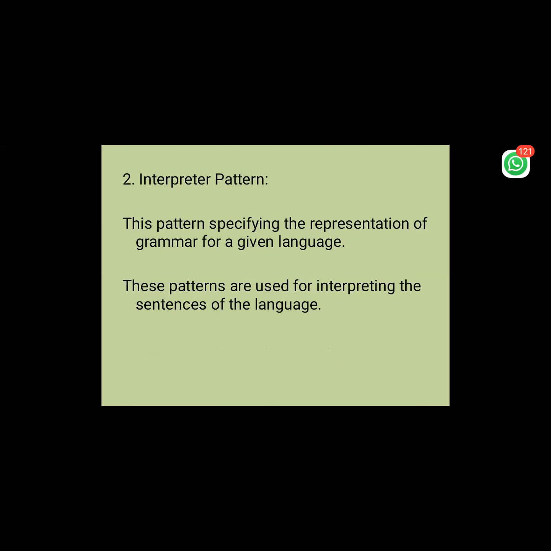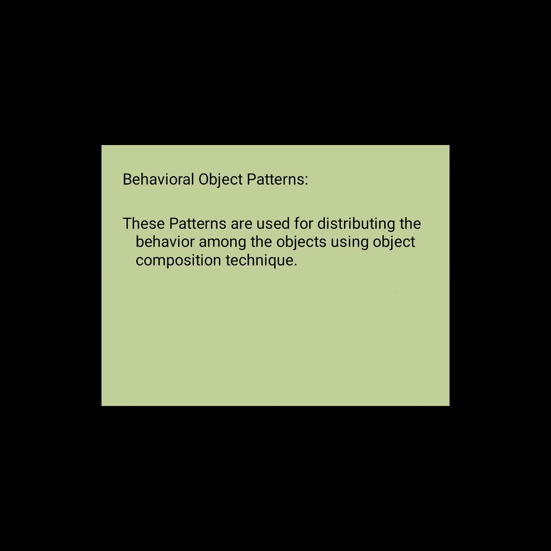Another one is the interpreter pattern. This pattern specifies the representation of the grammar of a given language. These patterns are used for interpreting the sentences of the language. What is the purpose of an interpreter? Its purpose is executing instructions line by line, and for that it is definitely based upon the grammar. Why? Because how will it perform the interpreting, and how will it know whether it is correct or not? Previously we give some knowledge to the compiler. First it will be verified whether the grammar is maintained in the proper way or not. That is what the interpreter pattern does.